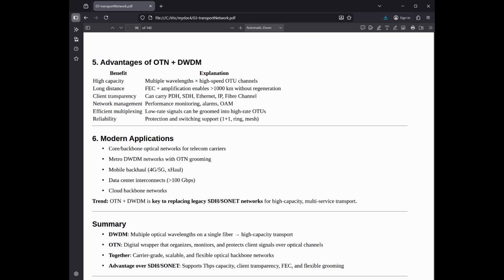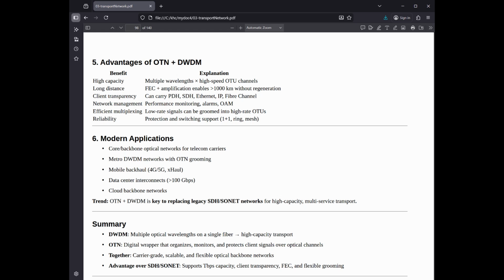3. Submarine cable systems. Undersea cables are the backbone of the world, carrying 99% of international data. The application: connecting continents, for example the Marea cable between Virginia, USA, and Spain. Why OTN plus DWDM? FEC, forward error correction.